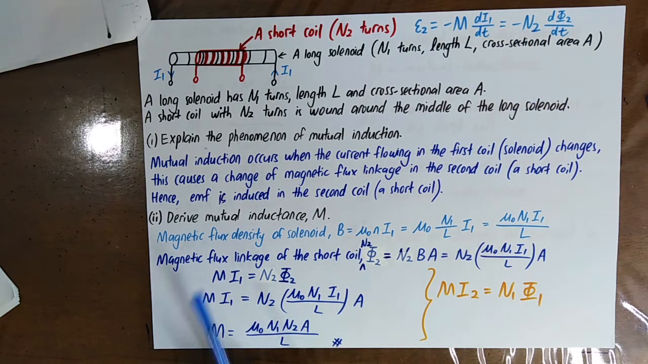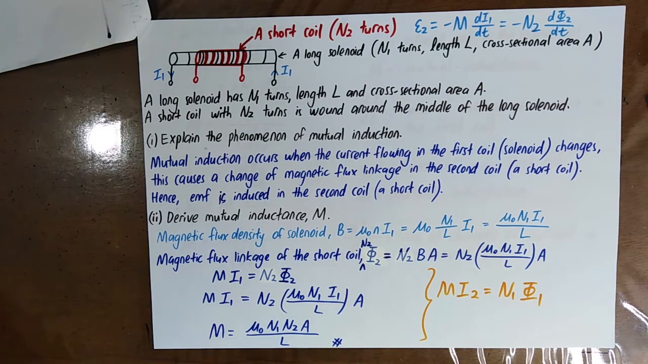I repeat one more time: MI1 equals N2 phi2. By the same reasoning, you can also get MI2 equals N1 phi1. Make sure that you label 1 and 2 properly. And phi2 is this one. So you have already derived the mutual inductance successfully.